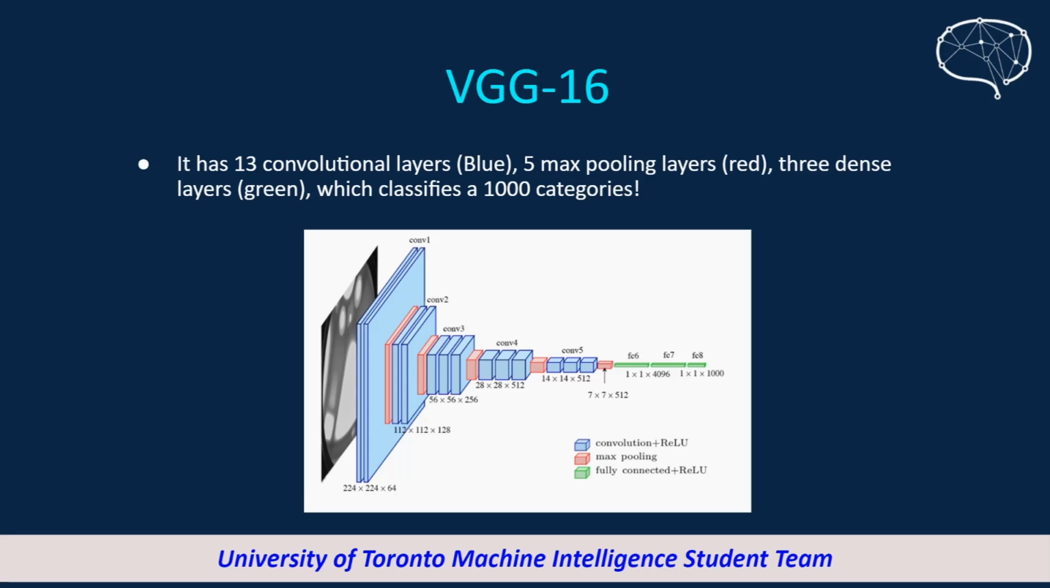to 1,000 categories. Now if you count the number of blue layers and green layers, in other words, if you sum total the number of convolutional layers and the fully connected layers, it will add up to 16. And this is the reason behind the 16 in VGG16.